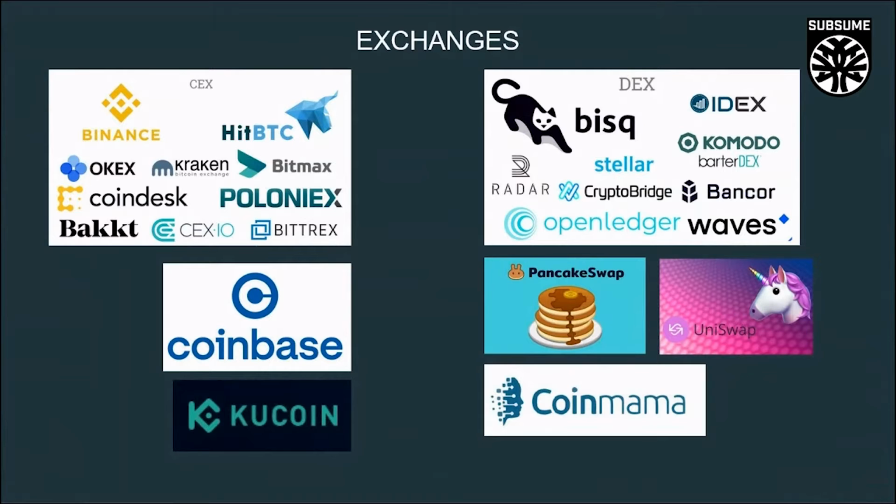These are just some popular exchanges. Some of them are centralized, like your Coinbase, and some of them are decentralized, like your Pancake Swap and your Uniswap.